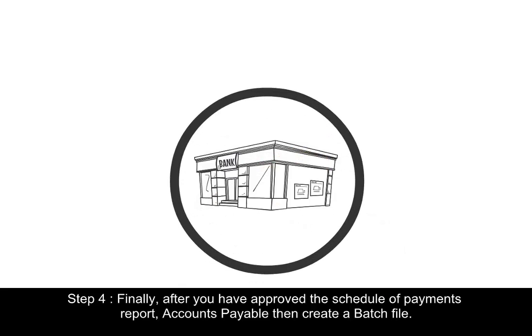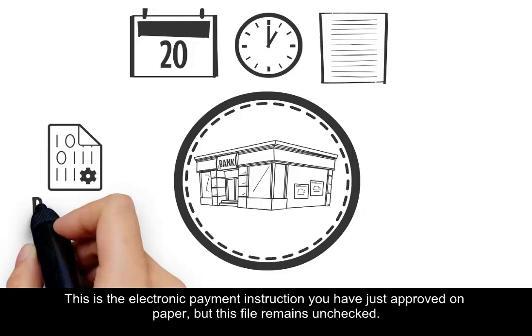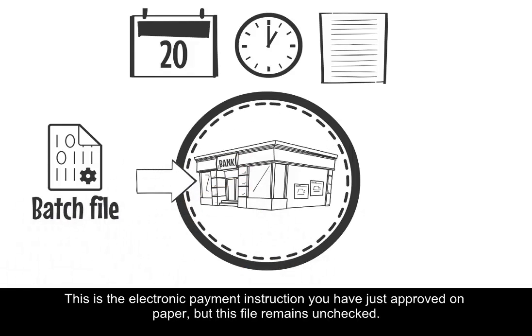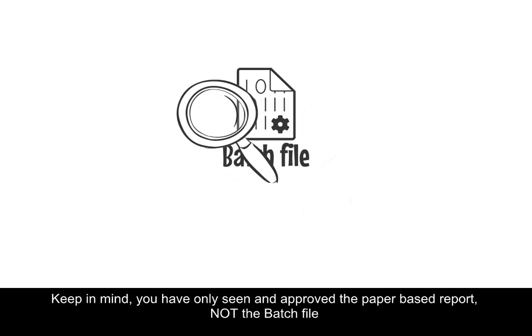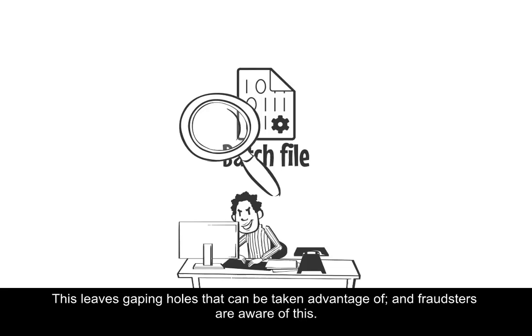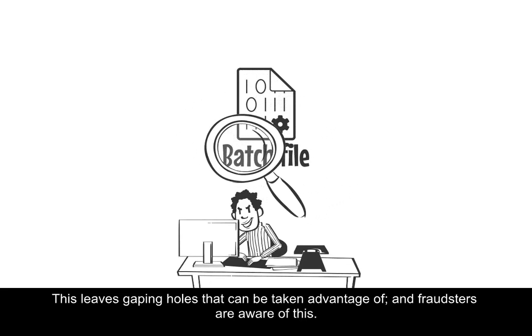Step 4. Finally, after you have approved the schedule of payments report, accounts payable then create a batch file. This is the electronic payment instruction you have just approved on paper, but this file remains unchecked. This is the instruction that will be uploaded to the bank for final authorization. Keep in mind, you have only seen and approved the paper-based report, not the batch file. This leaves gaping holes that can be taken advantage of, and fraudsters are aware of this.